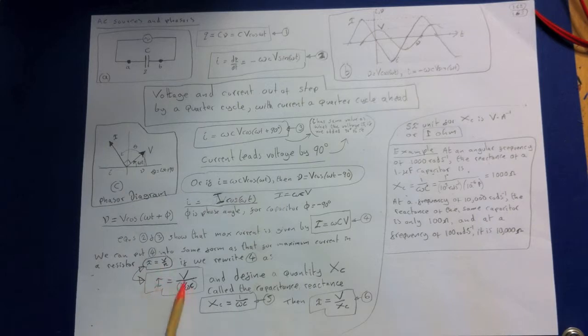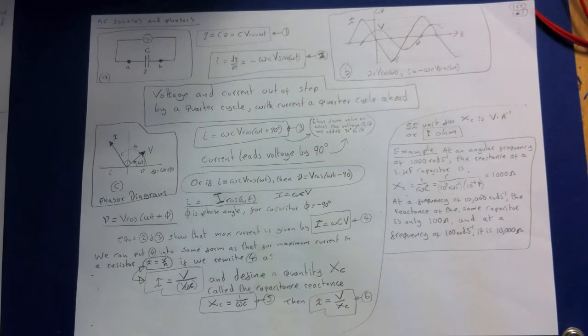So we'll go capital I equals capital V, the maximum voltage, over 1 over omega C. We'll define a quantity called XC, called the capacitive reactance. XC is equal to 1 over omega C. You can see that XC becomes like a pseudo resistor. The SI units for XC are ohms. So reactance has the units of ohms.